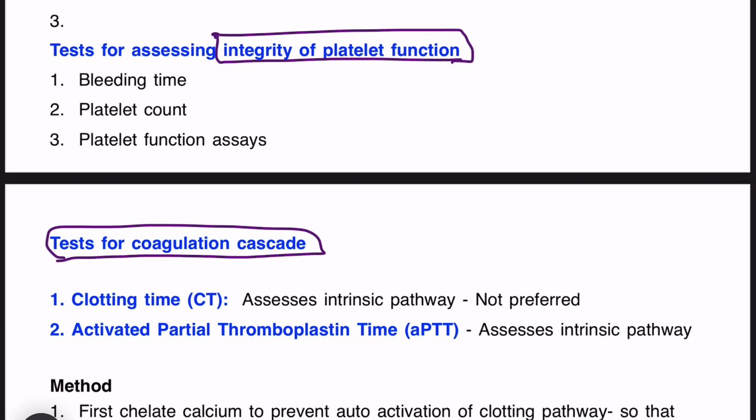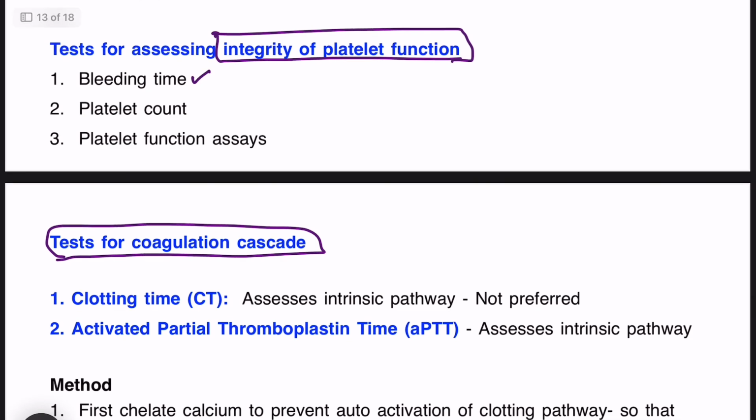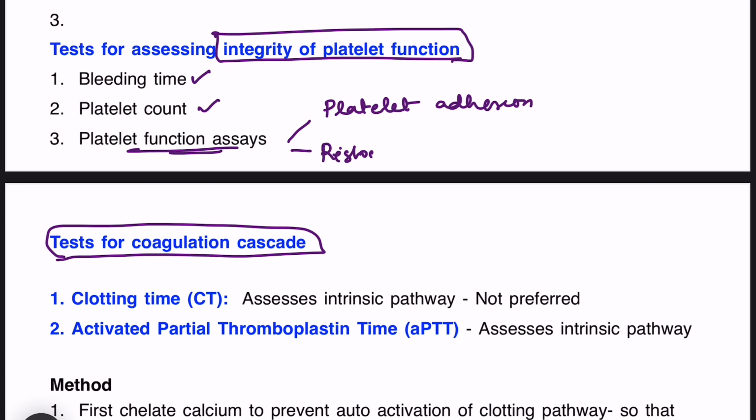For platelet function, we have bleeding time. If bleeding time is prolonged, we think of platelet disorders, okay? Platelet count we do. Maybe the platelet count is less. Then platelet function assays. That means we actually test for adhesion and aggregation. So there are platelet adhesion assays. And then there is ristocetin-induced platelet aggregation. So this can be done to assess the platelet function.